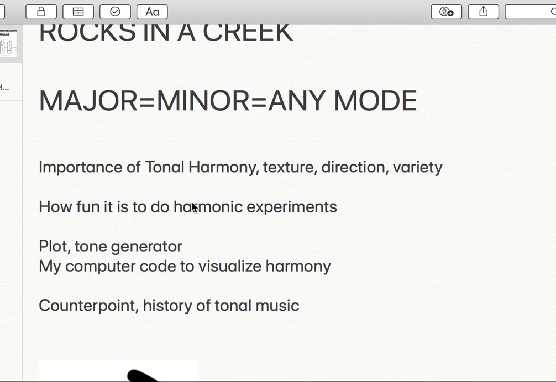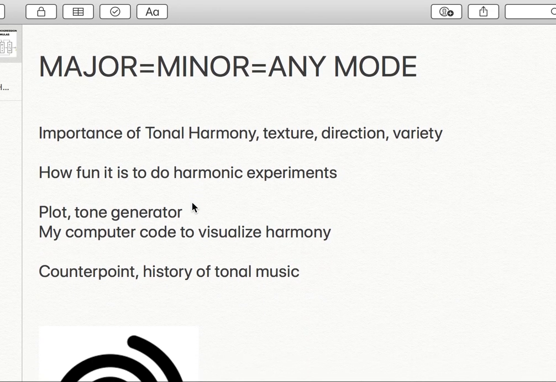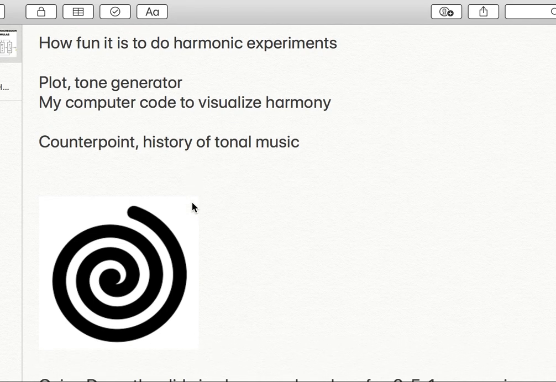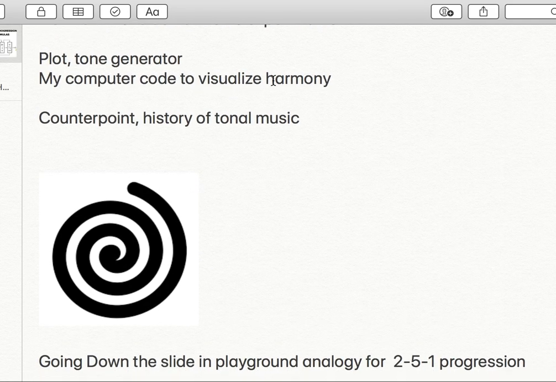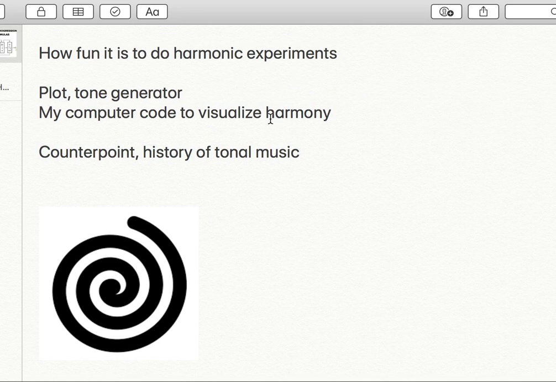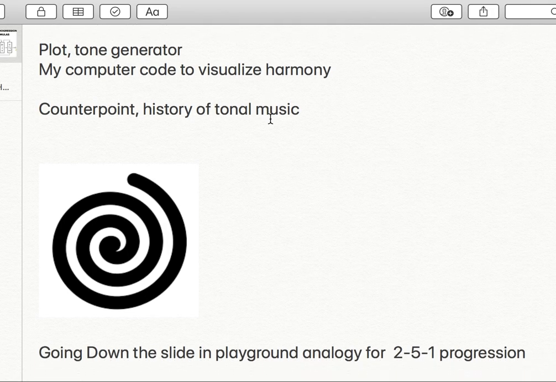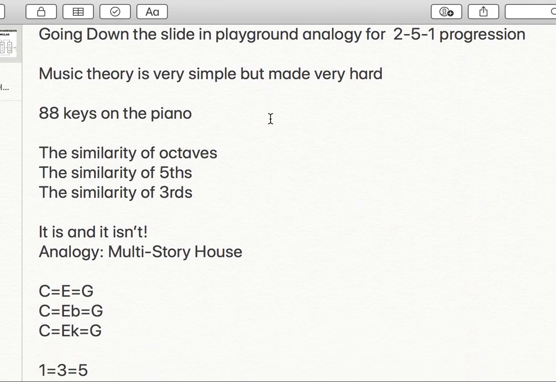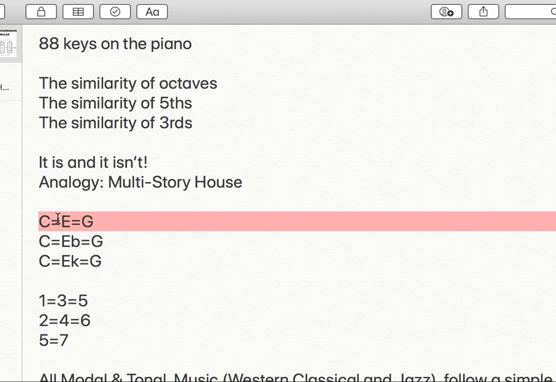What else did I mean to add? I've probably forgotten a bunch of things. Tone generator. Oh, I have a plot that I forgot to bring up to show you, in terms of what interval, how much harmony you have between different intervals. And what else? The fact that I practically treat C and E and G as like the same note.